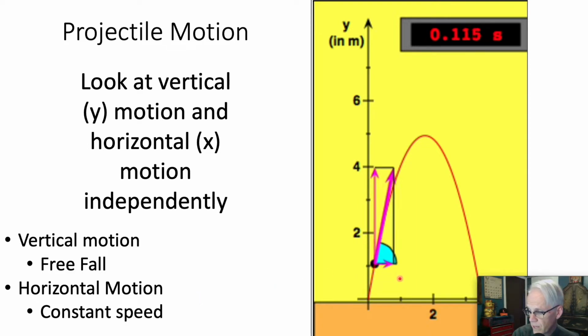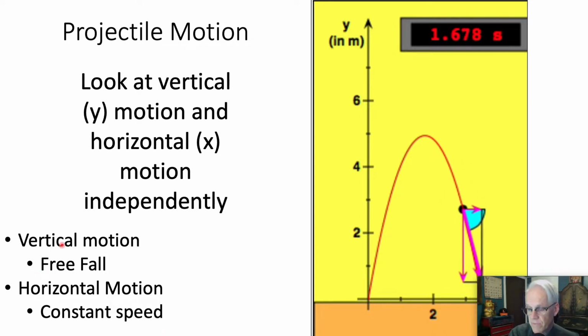Let's take a moment and watch the two vectors that represent horizontal motion and vertical motion. Notice that the horizontal motion does not change. The vertical motion is just like free fall.